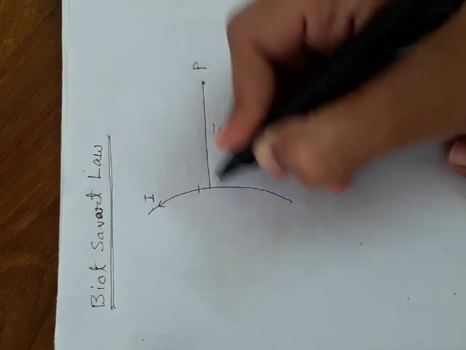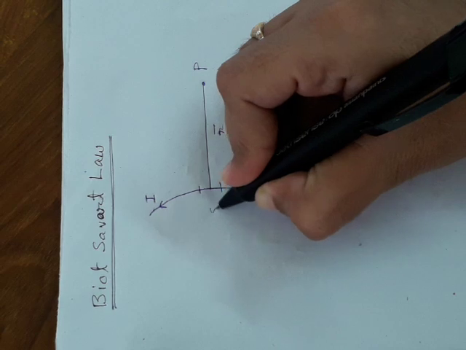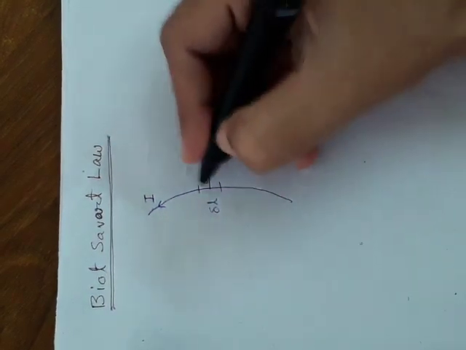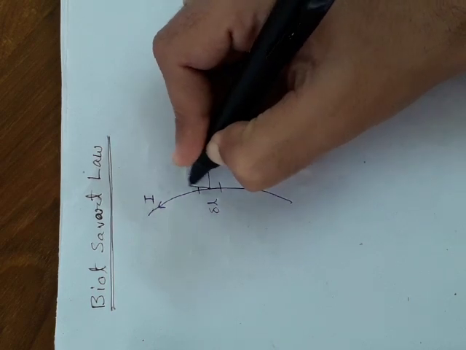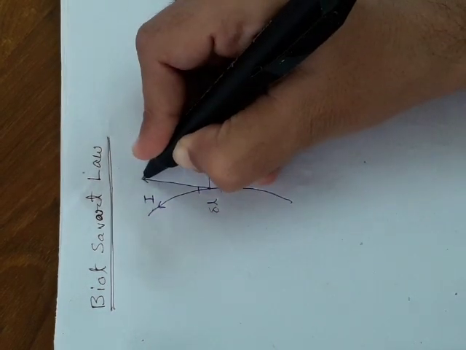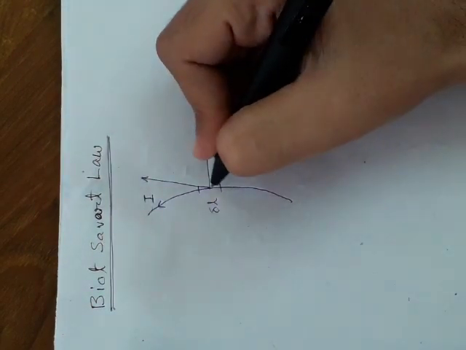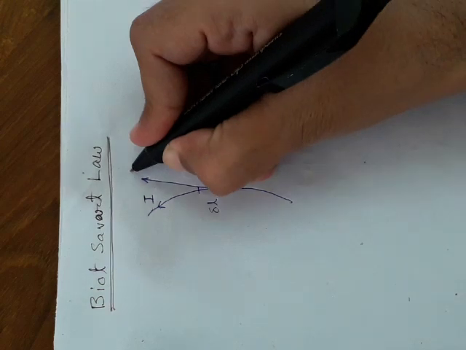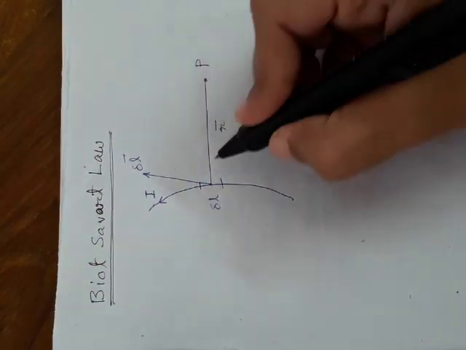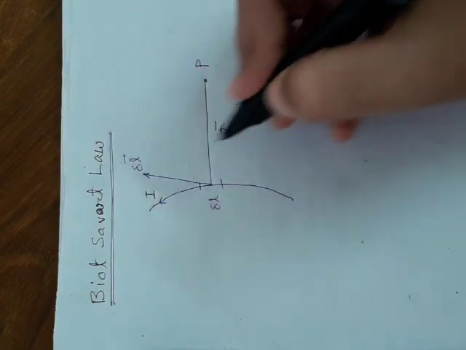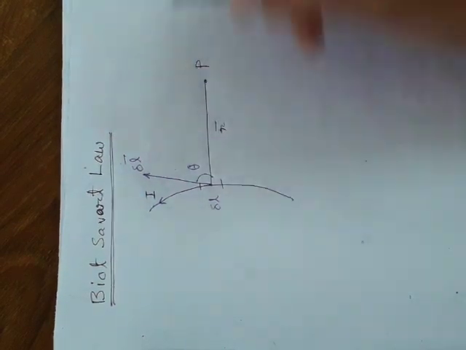Let us consider a small element delta L. In vector notation, the direction of this element delta L is along the tangent to this current carrying conductor, and this is vector delta L. The angle between this delta L vector and this r vector is, say, theta.